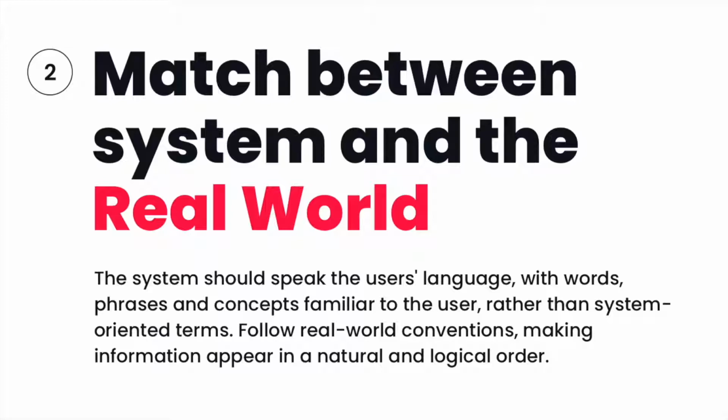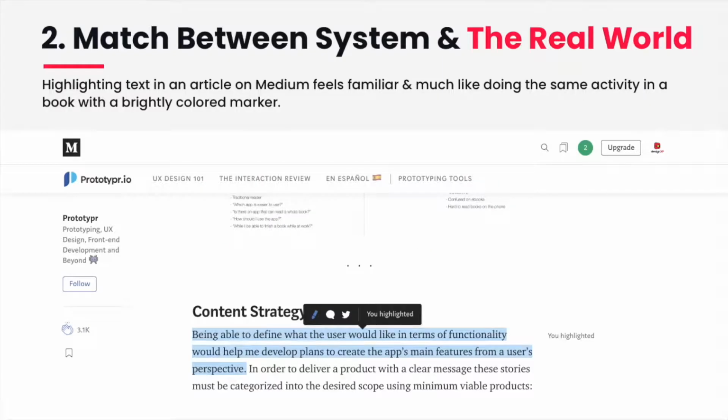The system should speak the user's language, with words, phrases and concepts familiar to the user rather than system-oriented terms. Follow real-world conventions, making information appear in a natural and logical order. For example, when we highlight a line while reading a book, likewise the Medium website has matched the same experience of the real world with the digital world. So this is our match between system and the real world example. How can we connect real-world things with the system so that the user can understand it very easily?